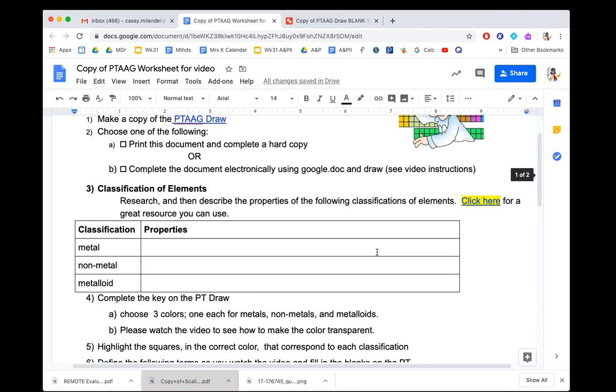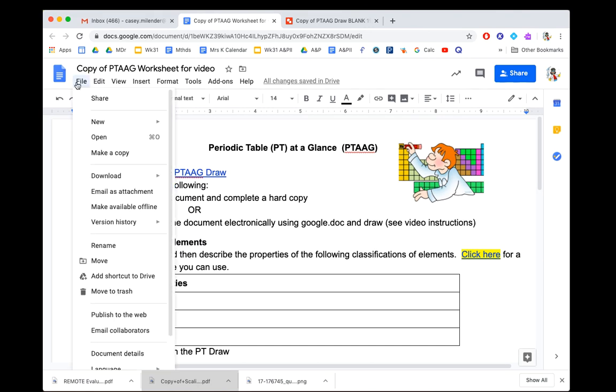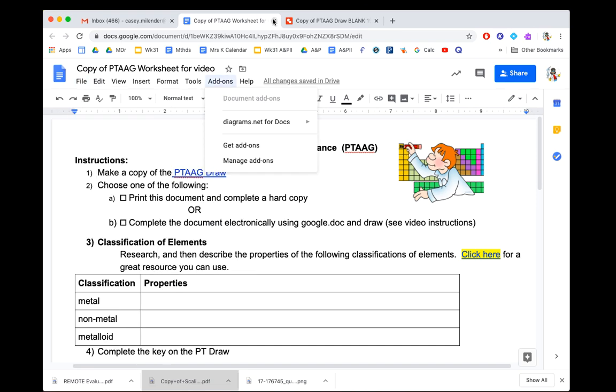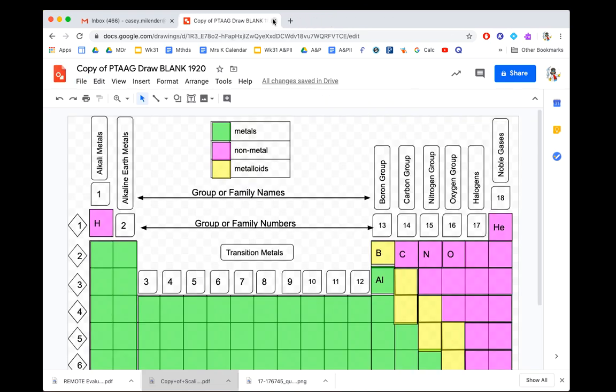Okay, so then you're going to save that as a PDF, right? Download as a PDF, okay? And then submit that to Schoology. And that, my dear, is periodic table at a glance.